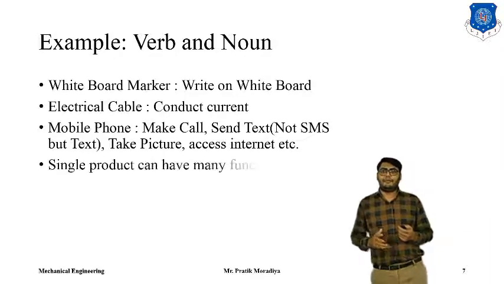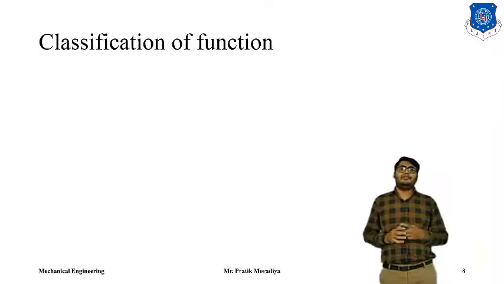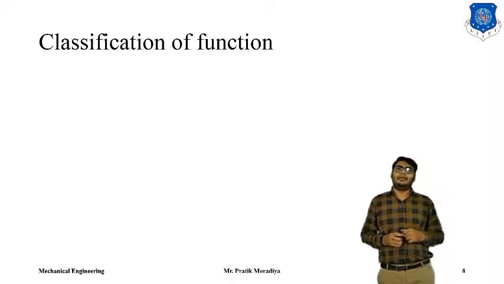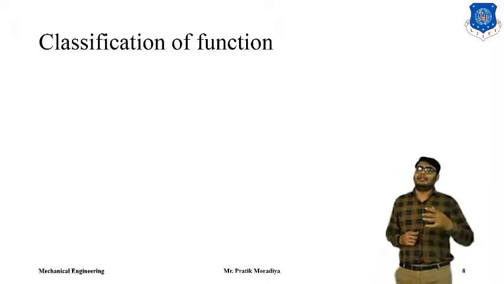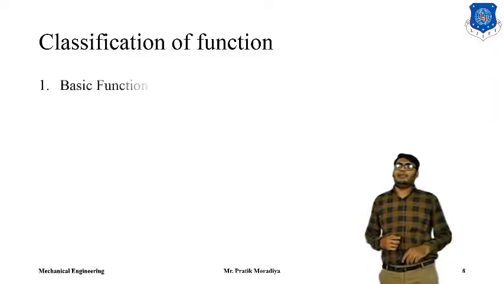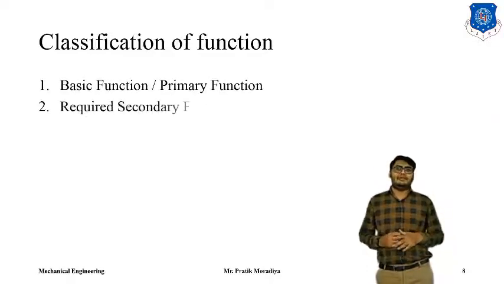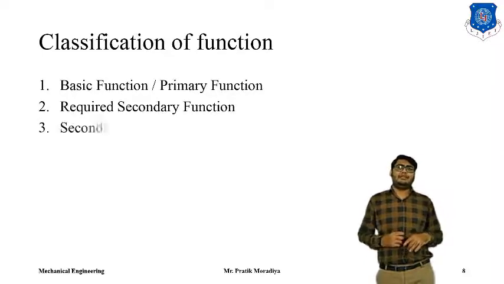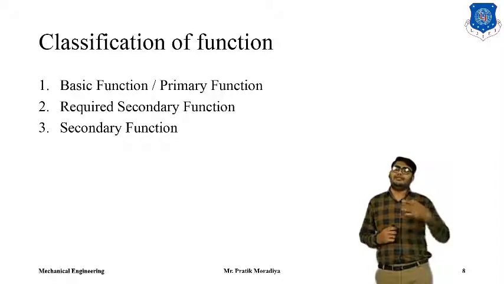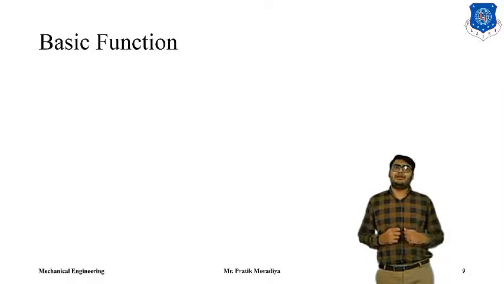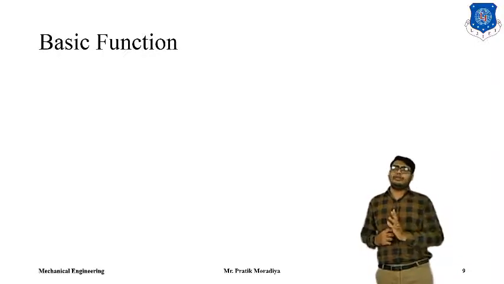Now, if a single product can have many functions, then we can certainly classify those functions, and we can classify them into three basic categories. One is basic function or primary function, the second is required secondary function, and the third one is secondary function. Let us see what we mean by all these three. The basic functions are the functions which must be there in the product. Without them, the product should not exist.